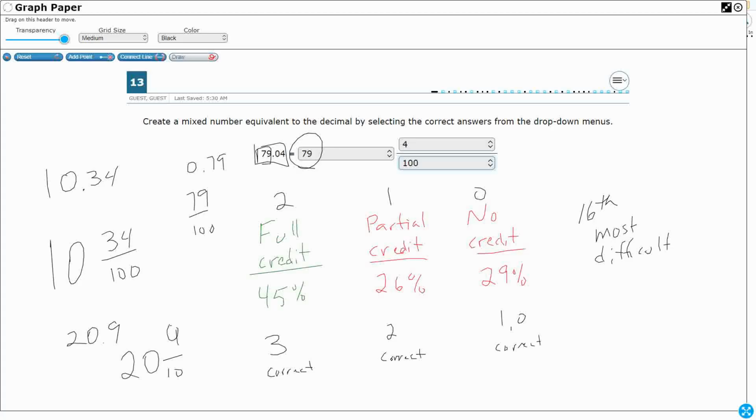So I think students probably need some practice going back and forth between mixed numbers and decimals, and then decimals with whole numbers and mixed numbers, because that might have thrown some of our students off.